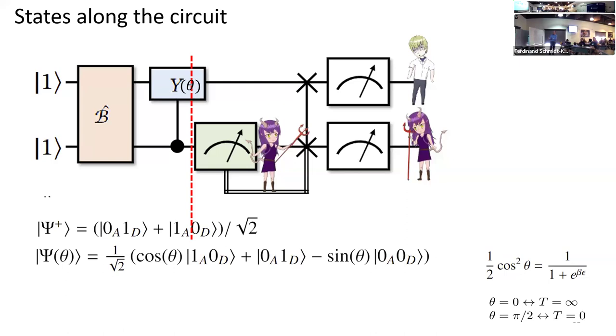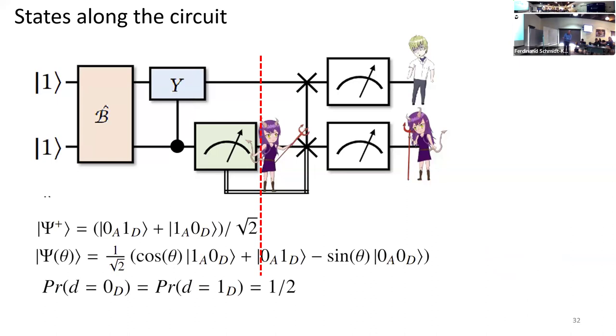Okay. He has got no energy. He's just 0, 0. So there is nothing left. Okay. So that is what we have now. It looks thermal for the agent. And then she does the measurement. And she can measure her qubit either at 0 or at 1 with equal probability.